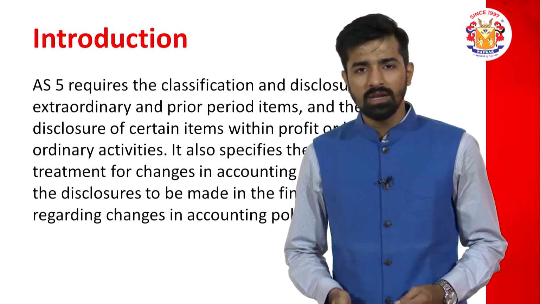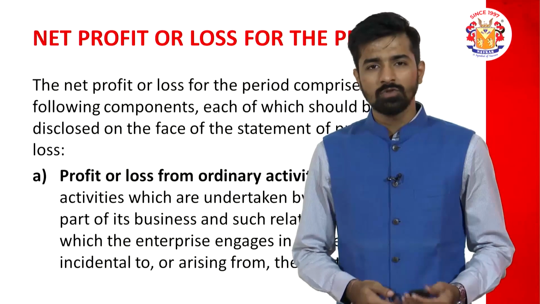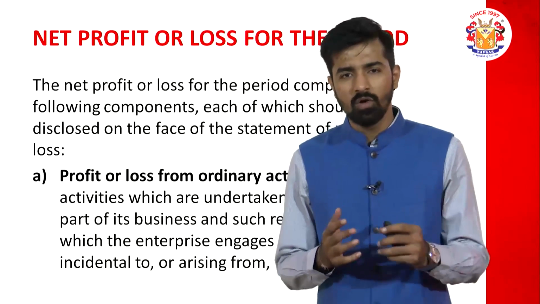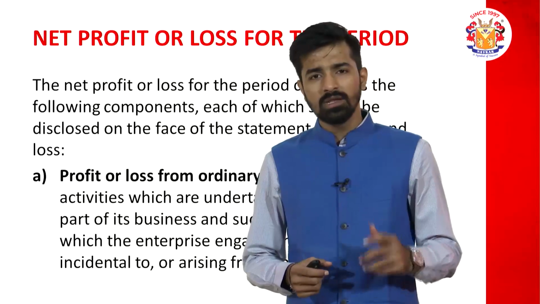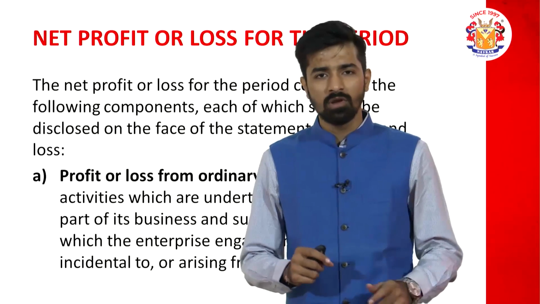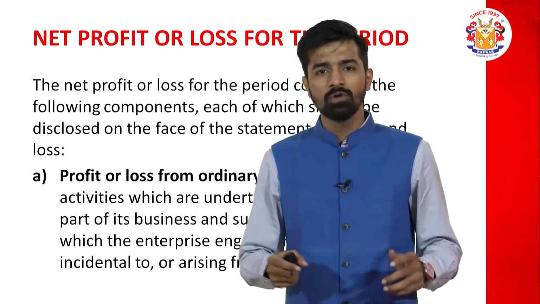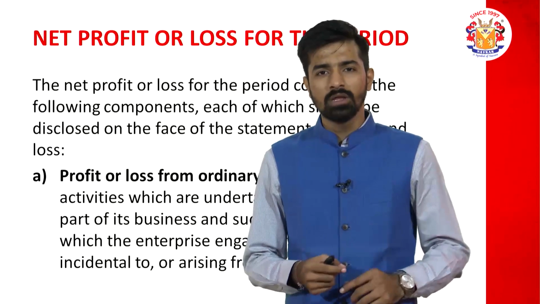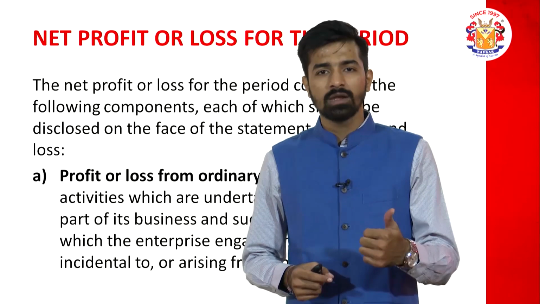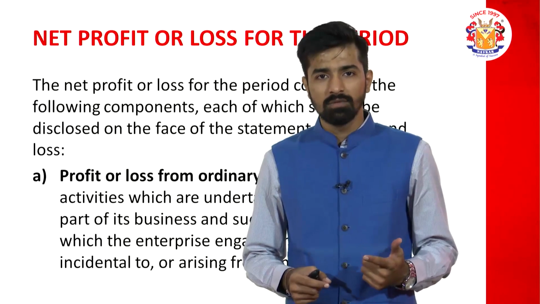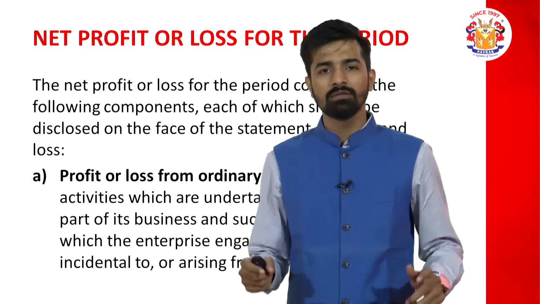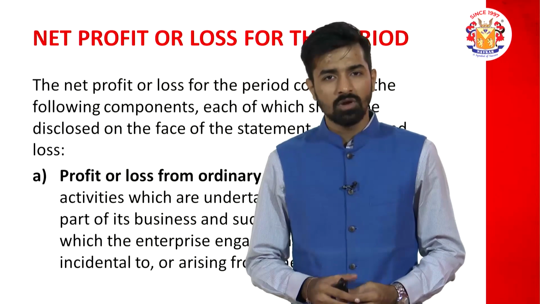Let us start with the net profit or loss for the period. What is net profit or loss for the period? We know what expense or income will form part of your net profit. But what this standard does is it divides the net profit or loss into two different activities: profit or loss from ordinary activities and profit or loss from extraordinary activities. These two are components of the net profit or loss, just divided by the activities they come from.